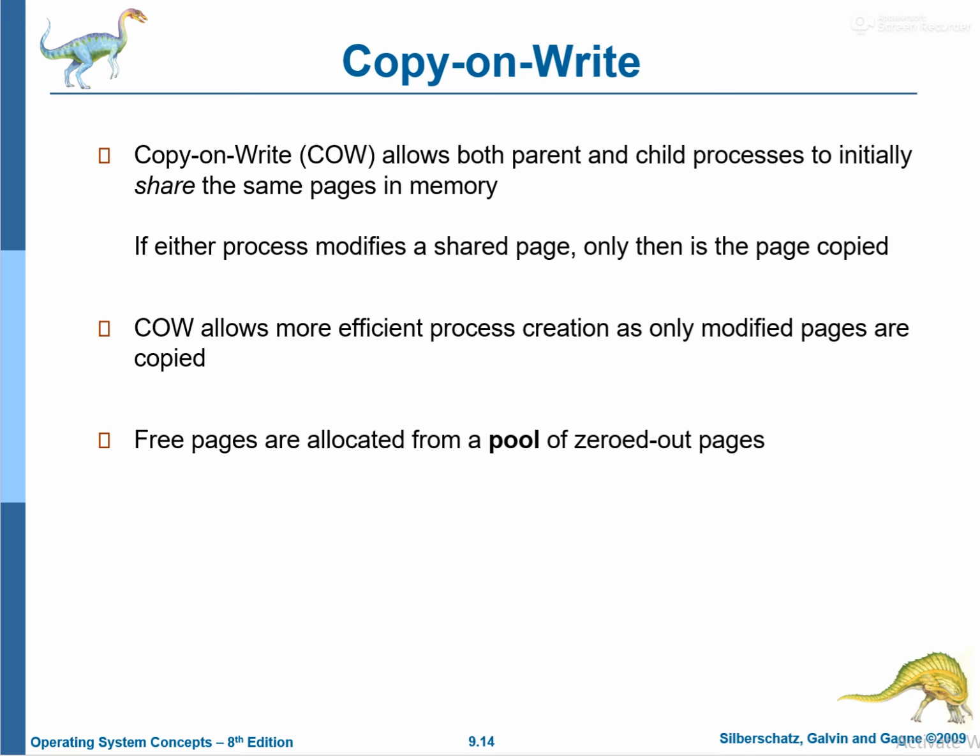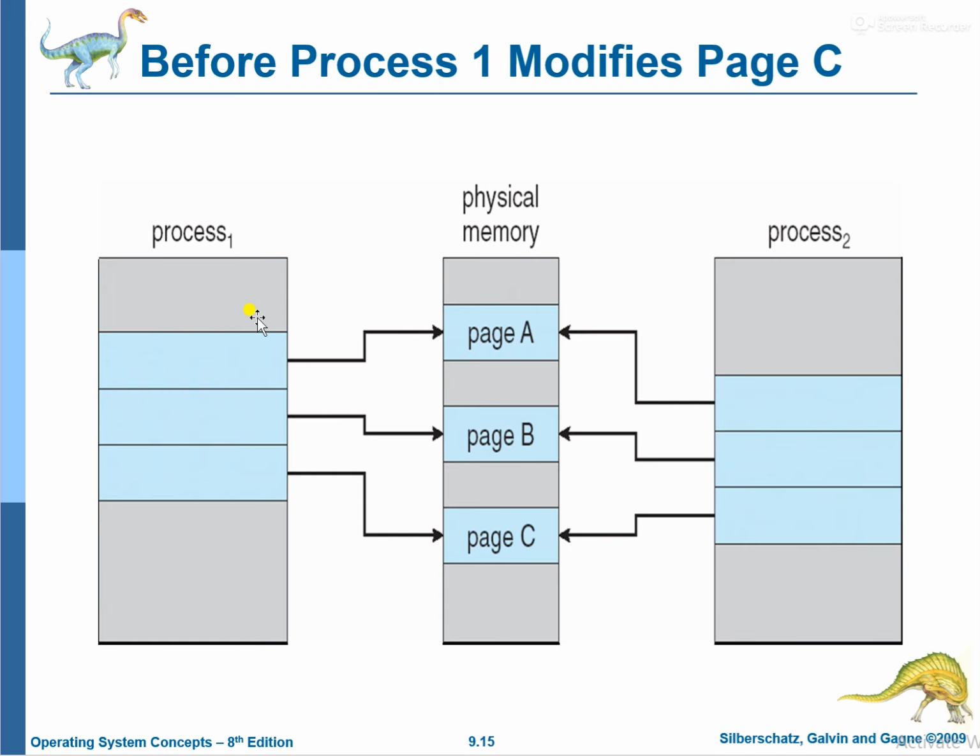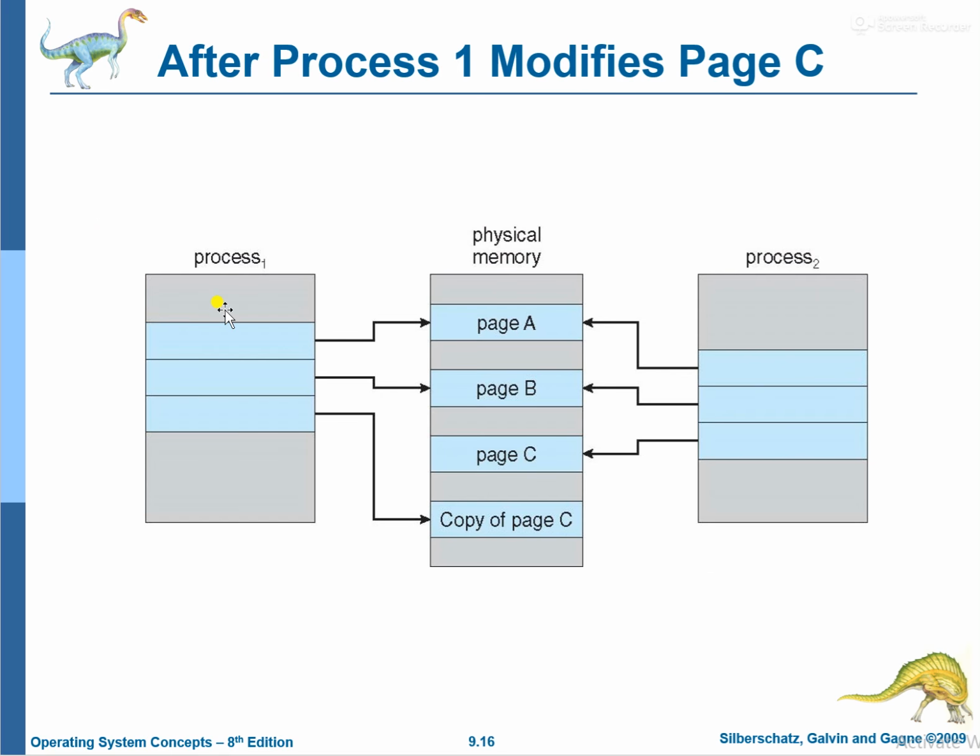Like here you can see in this example, we have two processes, process 1 and process 2. Maybe these are parent and child processes, and in the physical memory both processes are sharing the same copy of pages A, B and C. Now let's suppose process 1 wants to make some changes to page C. It's a child process, and what we do is we create a new copy of page C, and process 1 can make changes to this copy.